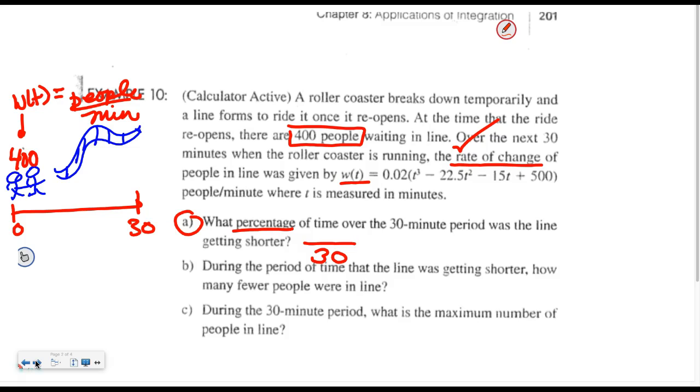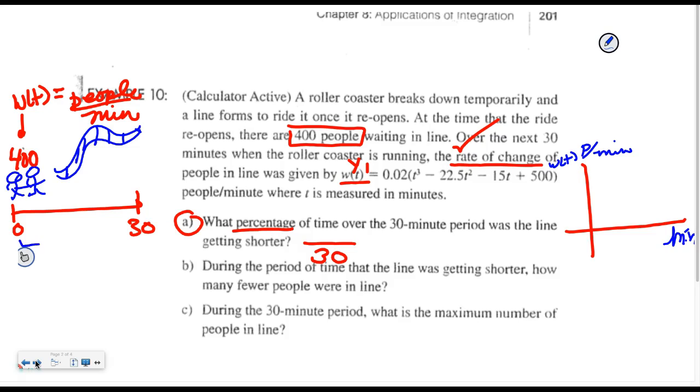So the first thing you're going to do now is go put this in Y1. So go to your calculator and enter it with the X's. And before you hit graph, we've got to keep that window going. Down here is our time in minutes. And we're going to graph W of T, which is going to be people per minute.